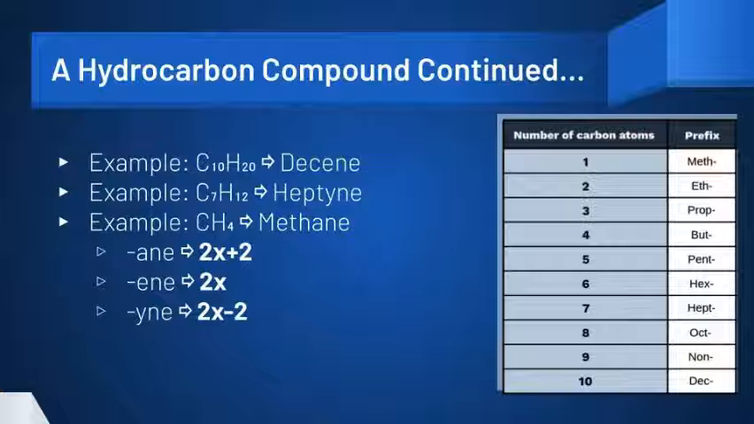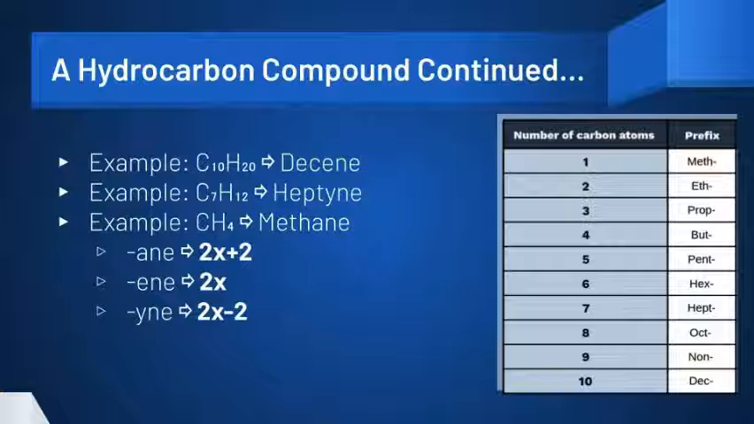Our next example is C7H12. We know that C7 means that we have 7 carbon atoms, therefore giving us the prefix hept. So that will be the beginning of our compound name. Now when we look at the number of hydrogen, we can see that it's a little bit under 2 times the number of carbon, meaning it has to be yne, because 7 times 2 is 14. Minus 2 would be 12. So this hydrocarbon would be named heptyne.